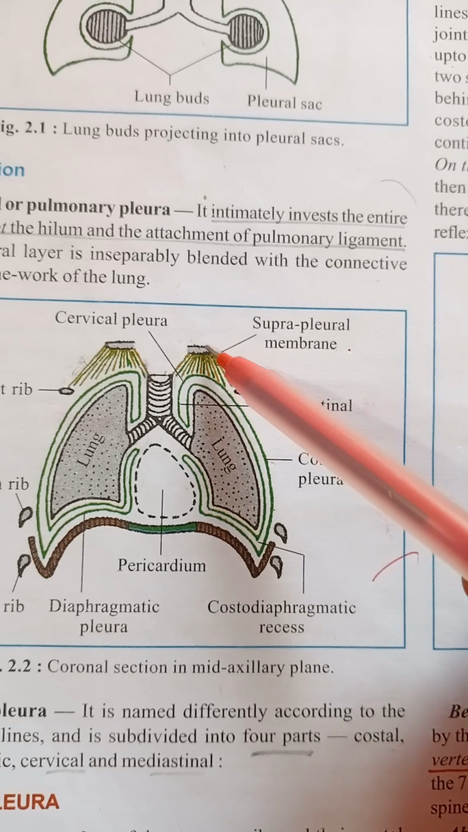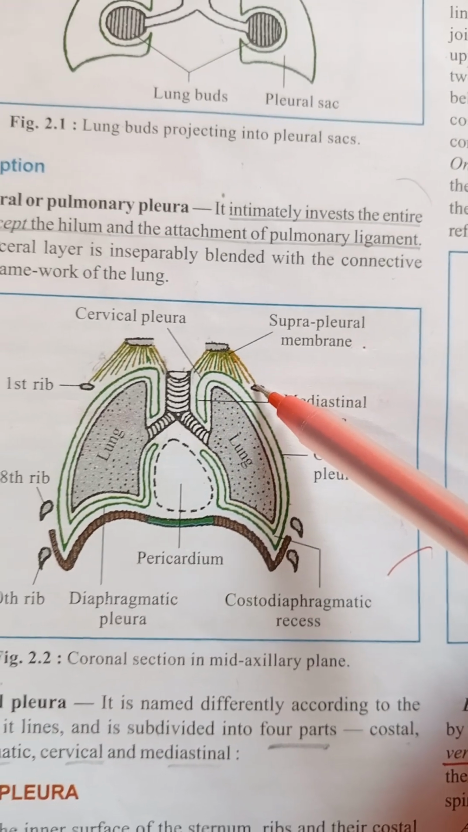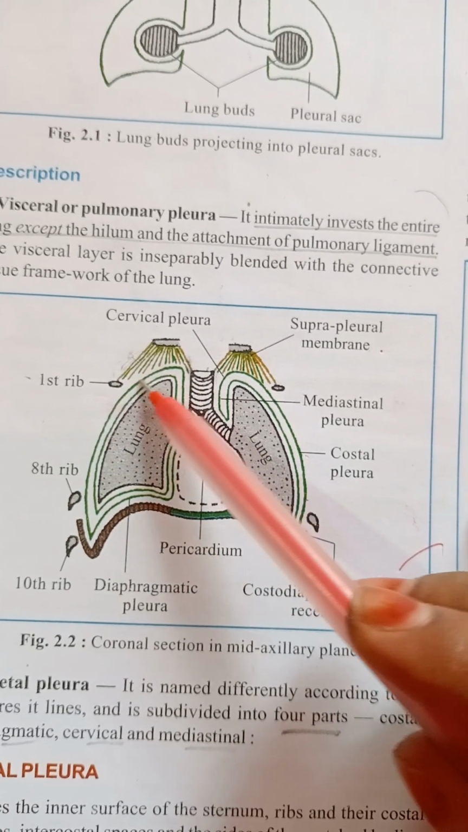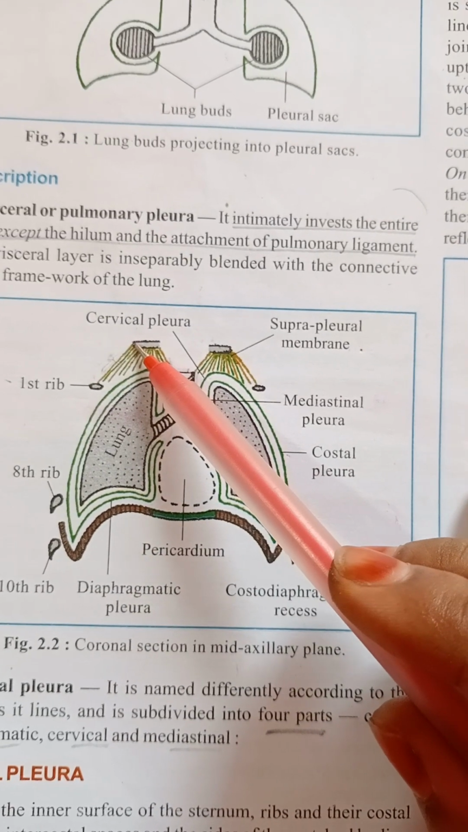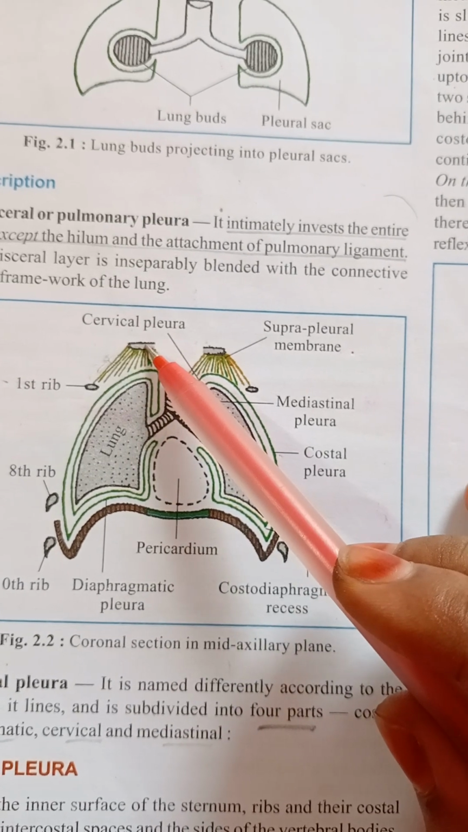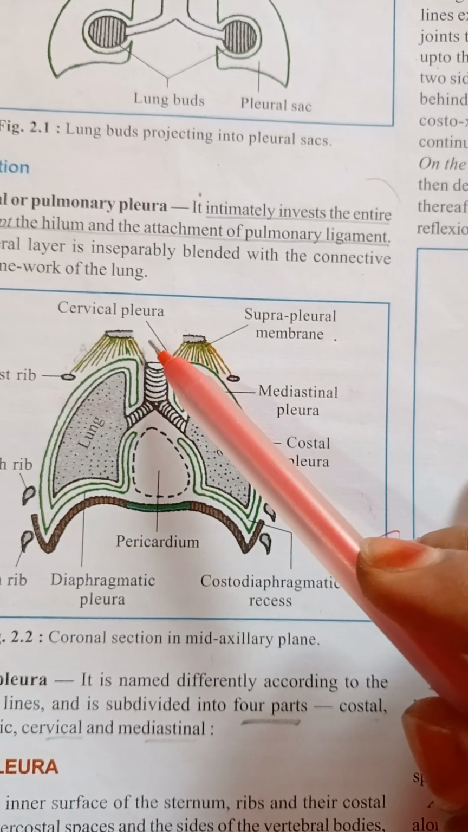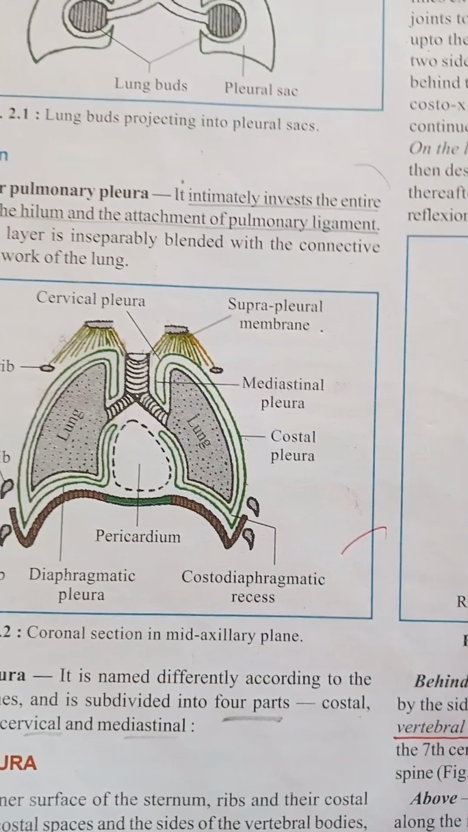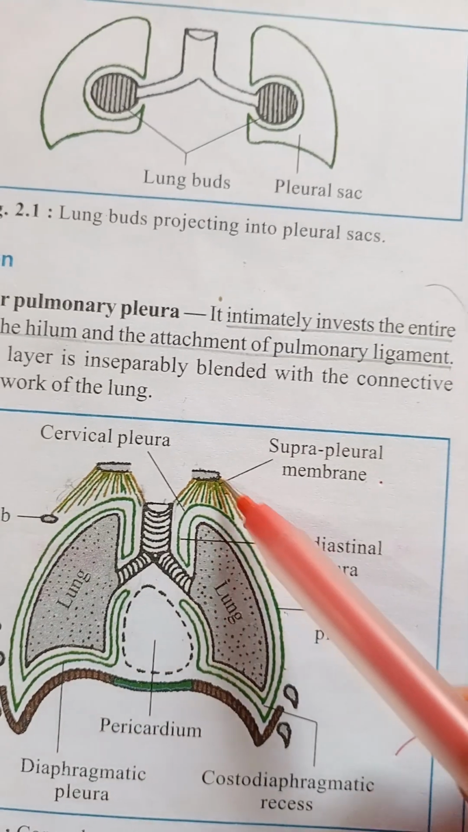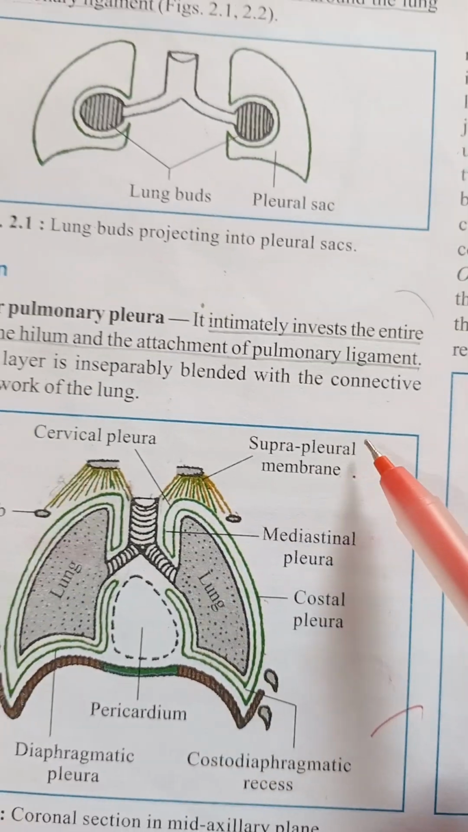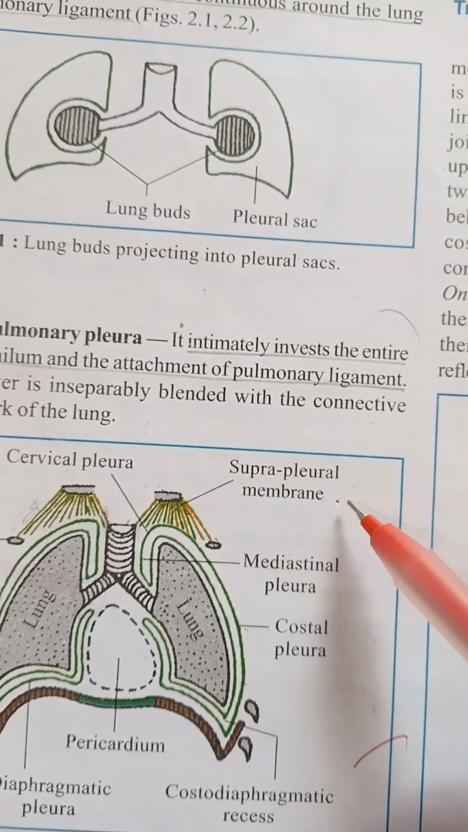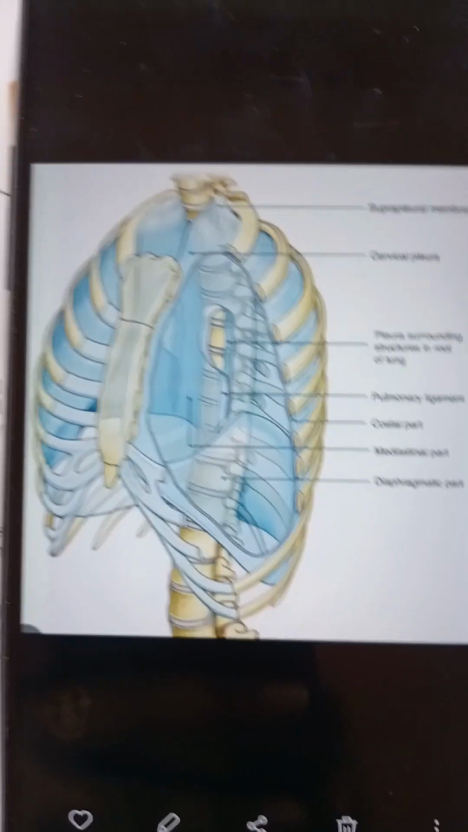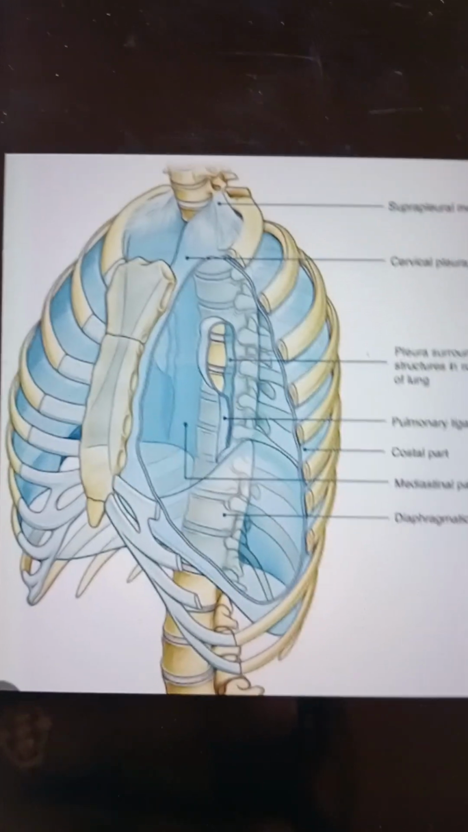Now we can see the attachment of Simpson's fascia. In front it is attached to the inner border of the first rib, and behind it is attached to the transverse process of the seventh cervical vertebra, and medially it is continuous with the pretracheal fascia. So this dome-shaped musculoaponeurotic structure, the suprapleural membrane, is very important for your written question for the short note. Now come to the mediastinal pleura.